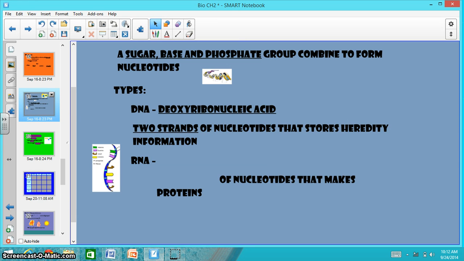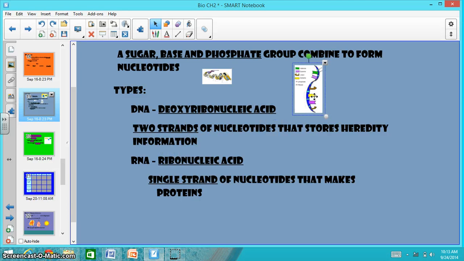RNA is short for ribonucleic acid. Ribonucleic acid consists of only 1 strand of nucleotide, and it actually takes the instructions that are stored in your DNA and uses it to actually make the proteins. Okay, proteins are made outside of the nucleus. The nucleus is where your DNA is stored, so the RNA takes that information that's in the nucleus out to the ribosomes, okay, and helps to assemble your protein.